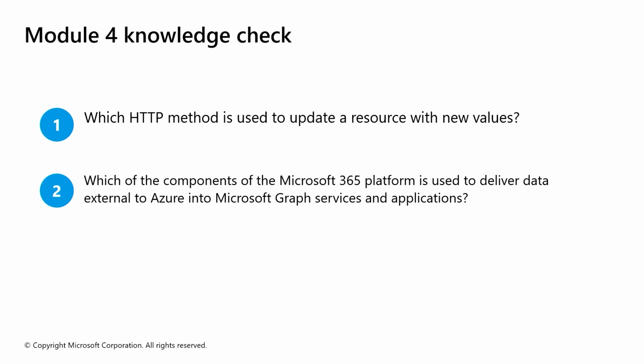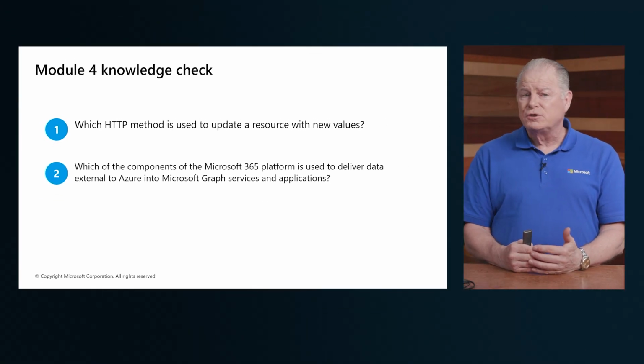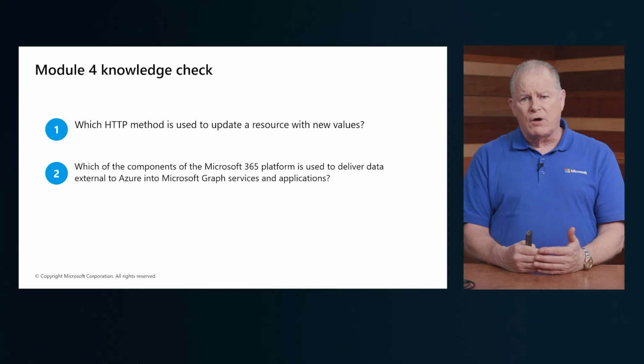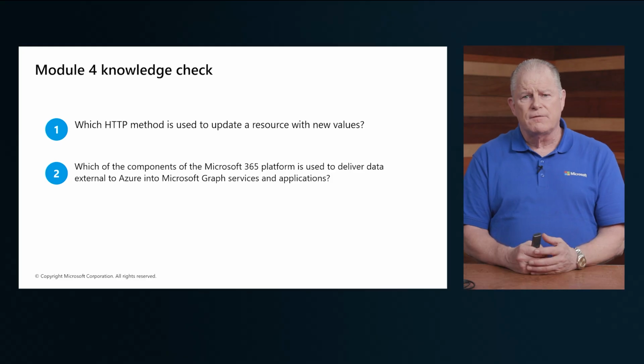Question number 2. Which of the components of the Microsoft 365 platform is used to deliver data external to Azure into Microsoft Graph services and applications? Go ahead and pause the screen for a minute. It's the Microsoft Graph connector that provides these connections to the Microsoft data estate that you're working with. There are other third-party connectors that you can have and even build your own to extend the Microsoft Graph to take other data that might not be natively plumbed into the Microsoft 365 Graph as it comes from Microsoft.